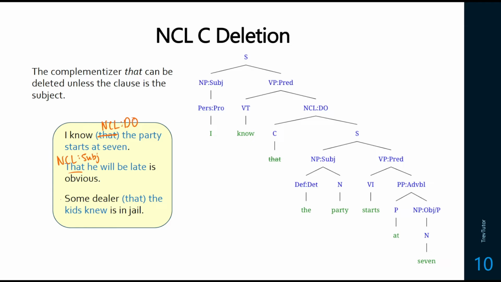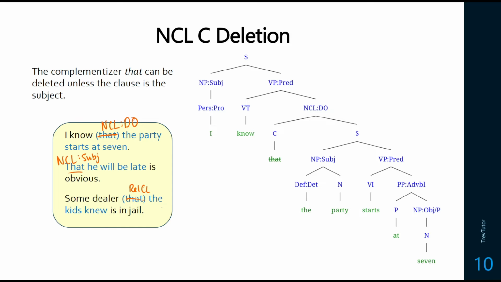Okay, some dealer that the kids knew is in jail. So this is a noun clause describing the dealer. Sorry, some dealer that the kids knew. This is just a relative clause. So this can be deleted too. We can see some parallels between the noun clause and the relative clause. What is the relative clause doing in there?